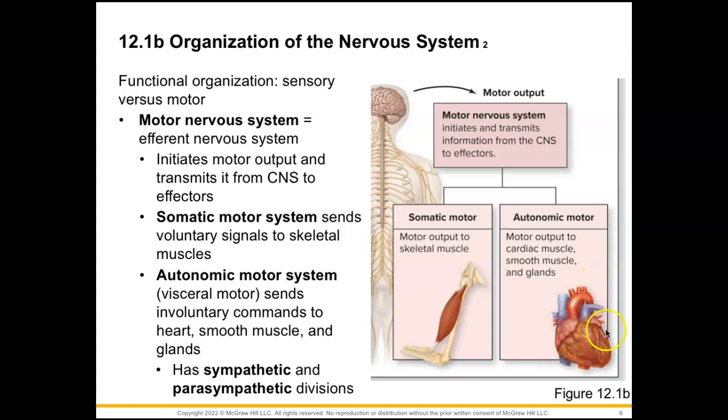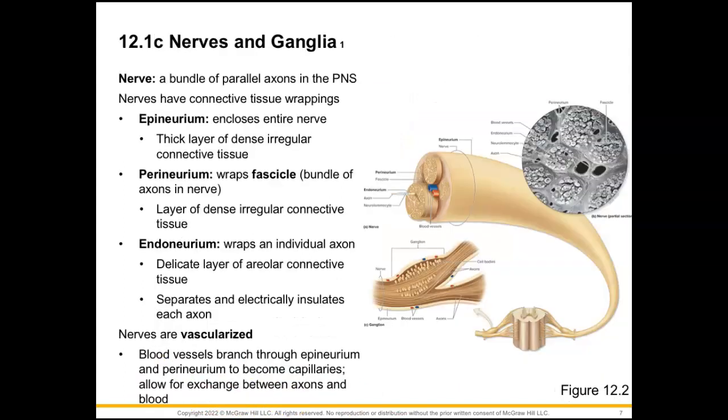So something like the heart would be innervated by both of these divisions. And the last thing we'll cover in this section is basically the anatomy of a nerve. A nerve is going to be a bundle of parallel axons within our peripheral nervous system. And of course, we have to organize this with our connective tissue wrappings.